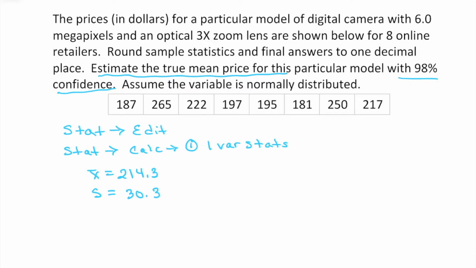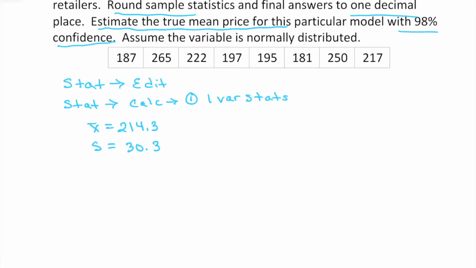So as you saw in your calculator, the statistics that you're going to need are the mean for this set of 8, which is 214.3, and we're rounding to one decimal place because that's what we were told to do in the problem. We were told to round sample statistics and final answers to one decimal place. And our sample standard deviation was 30.3, again rounded to one decimal place. So these are the statistics that we got from our sample.